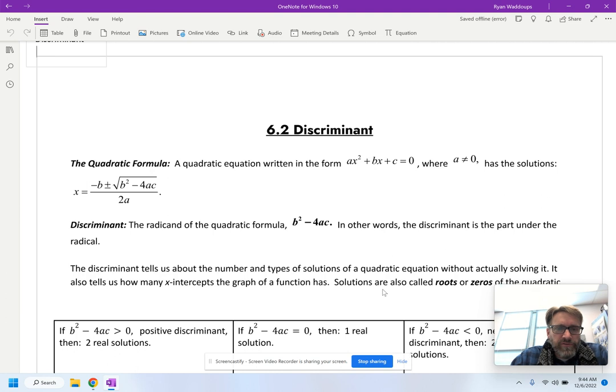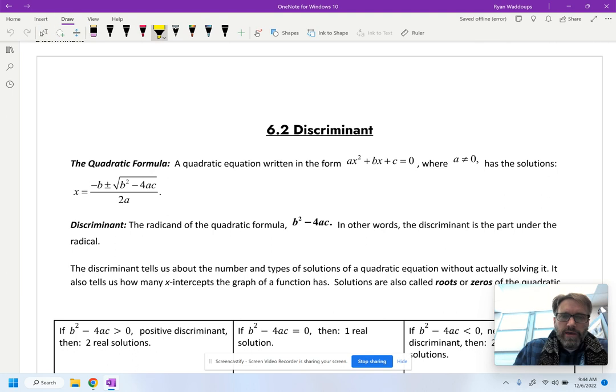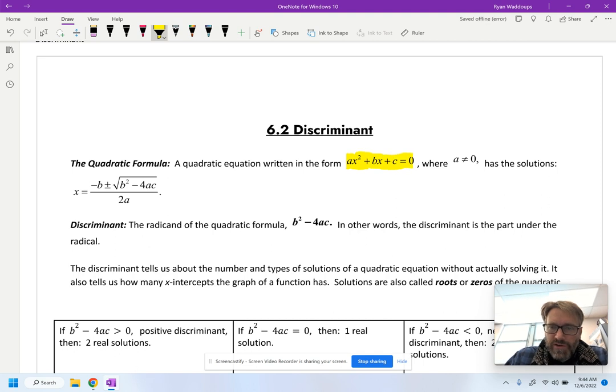And so the quadratic formula is taken from the standard form of a quadratic equation, ax squared plus bx plus c equals 0. And a must not be equal to 0. If a were equal to 0, you wouldn't have that first x squared term, and you'd have a linear equation instead of a quadratic equation. And it has the solutions to the quadratic formula.